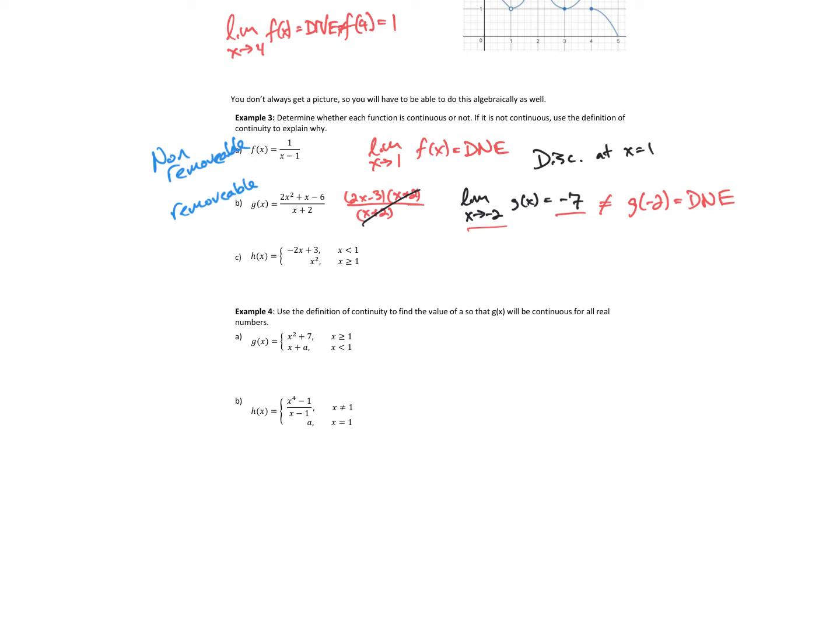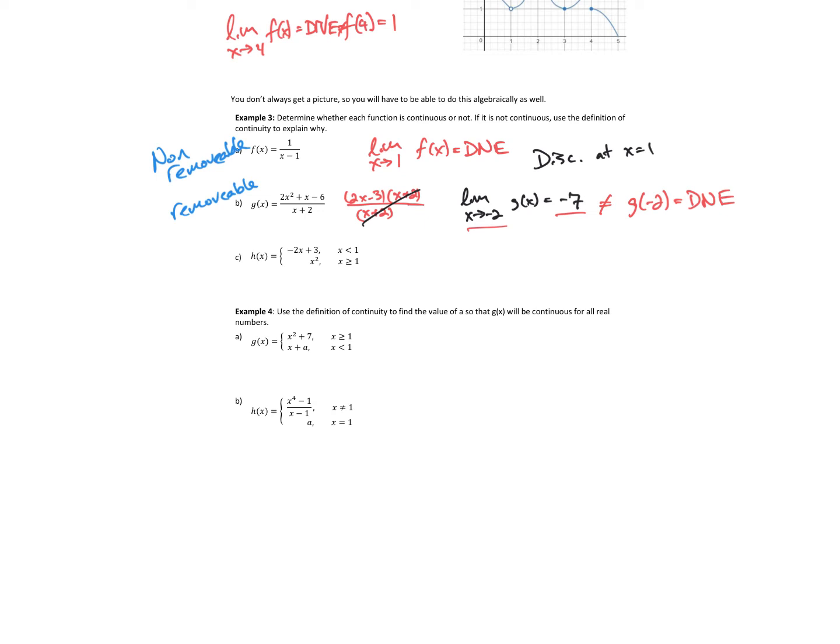At x equals 1, that's where I might have my domain issue. That's where x is less than 1 on this piece and x is greater than or equal to 1 on that piece, right? So 1 might be my problem area. So we need to see where that is. So what's the definition of continuity?